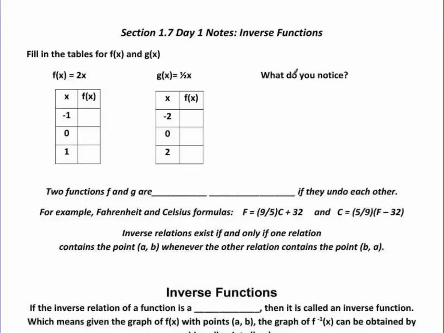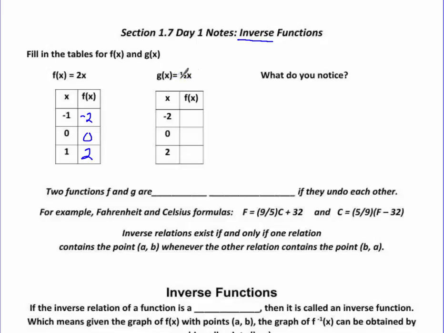So we're going to continue talking about functions, and now we're going to talk about something called inverse functions. But before we do that, let's fill in the tables here for f of x and g of x. Right here we have f of x equals 2x. So if we use the values that are given to us here, and we use -1, then f of x is -2. If we use 0, f of x is 0, and if we use 1, f of x is 2.